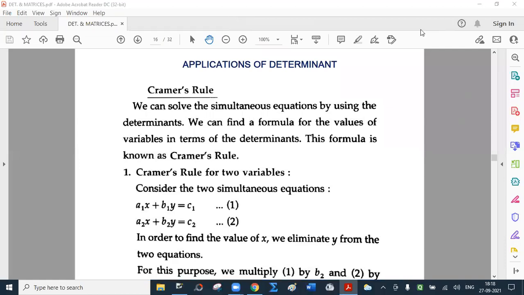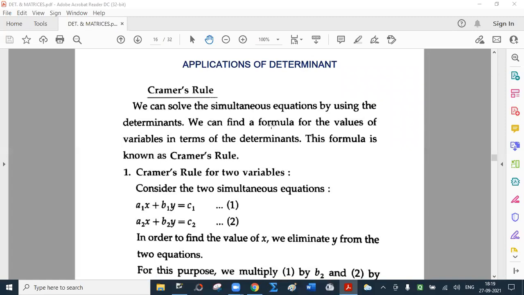Actually, after this, we have to discuss properties of determinants. There are 5 to 6 different properties. Instead of taking that, we will discuss this simple application, which I have already done in 10th standard. In coming 2-3 days, I'll discuss all the 6 properties, and then we'll start solving sums on the same. Now, Cramer's rule. We can solve the simultaneous equations by using determinants.